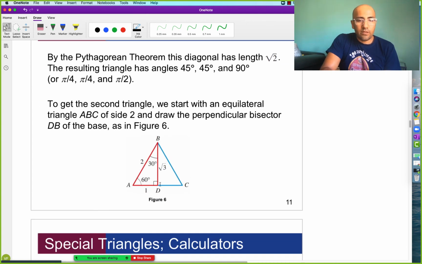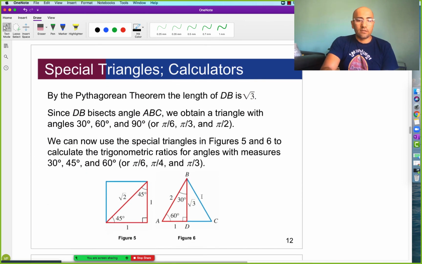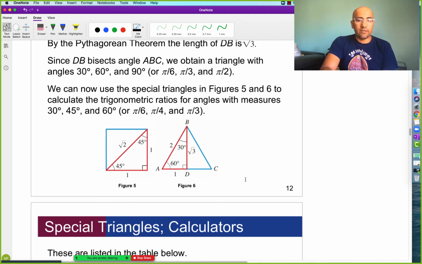We can do the same thing with an equilateral triangle. All the sides are 2. That must mean that this side is 1. We can solve for the height of this triangle, which is root 3. And then here we have a triangle that will give us all the values for 30 or 60 degrees. Right, so here they are side by side in terms of degrees.